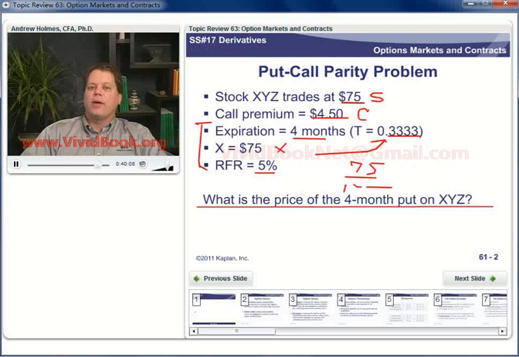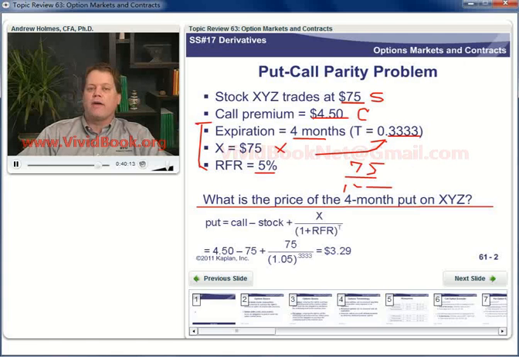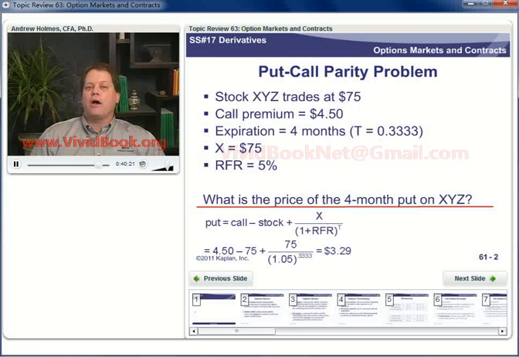Okay, so we end up with this. So there's the formula. We plug in, here's the call value, subtract the stock, add in the discounted value of the exercise price, and we get $3.29. So once we know the call, assuming we know the value of the underlying, we can always price the corresponding put, and this would be something that I would think is likely for the exam. So it's something that I would not ignore, put-call parity. This is something that should go on your formula sheet on page 1.